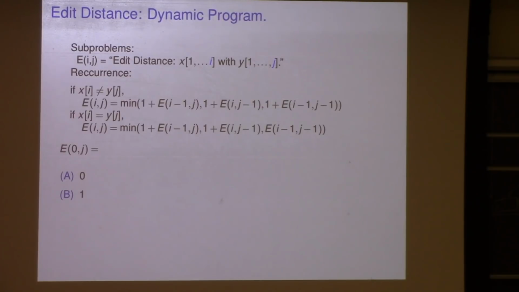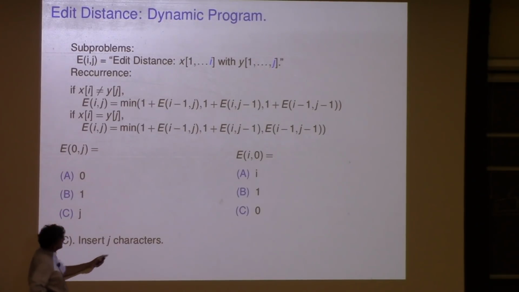Okay, so now you have to do the base cases. What should I of 0 to j be? Go back and look at the subproblems. What does that mean? You're matching the first 0 characters of x with the first j characters of y, meaning you better insert all the characters of y. That's all you could do, which costs j.